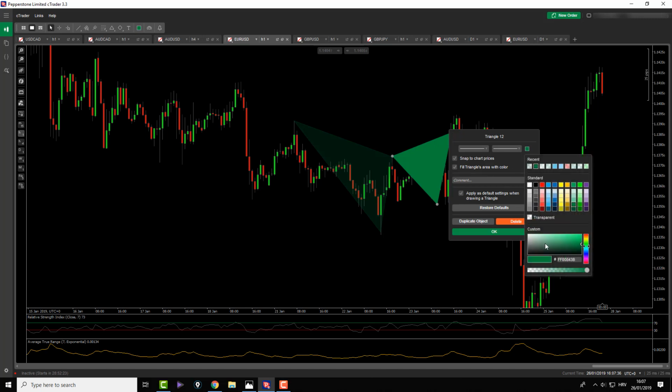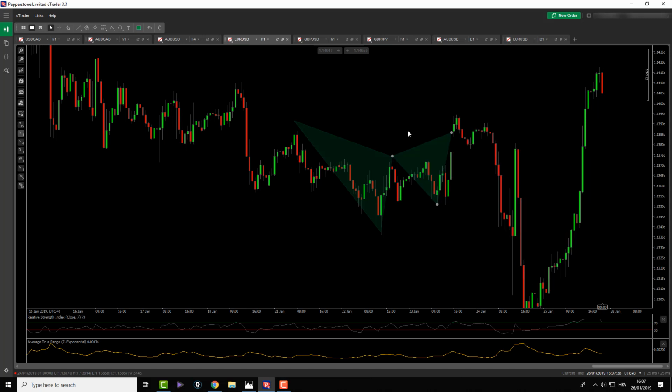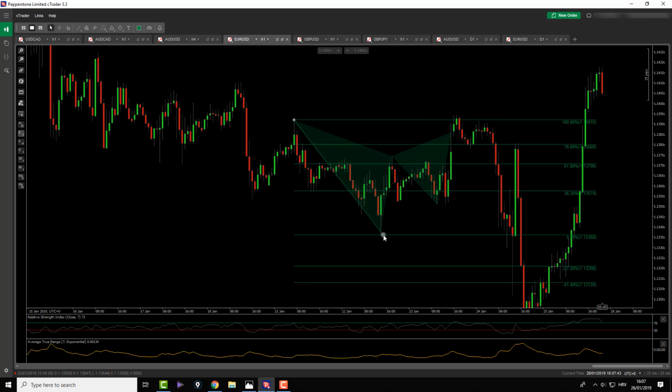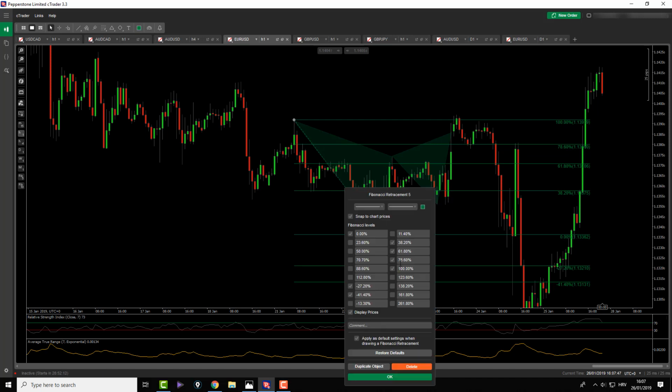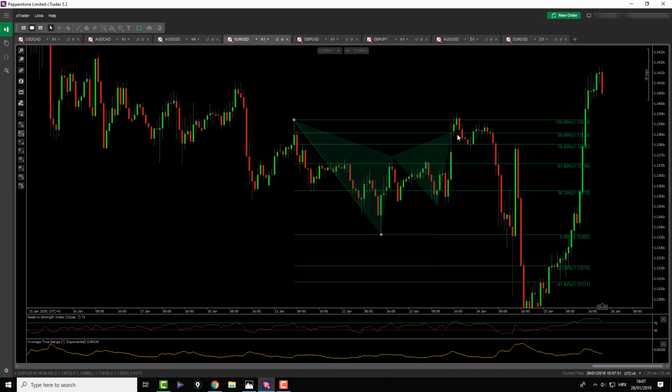I'm gonna adjust this. Just give me a sec. What are the rules for the engagement? 88.6. I need to add this, this is 88.6. Where is it? Okay, to the pip. So yeah, that would be our entry level for this pattern.